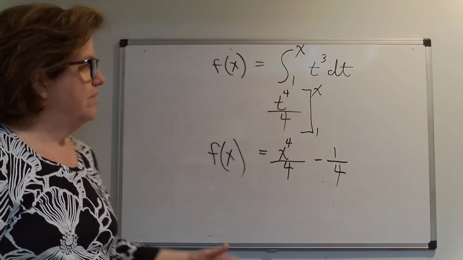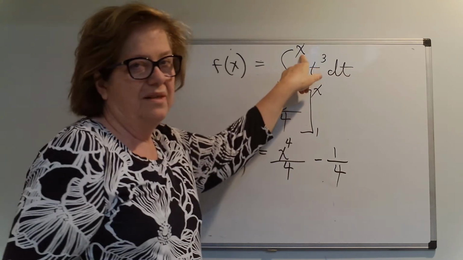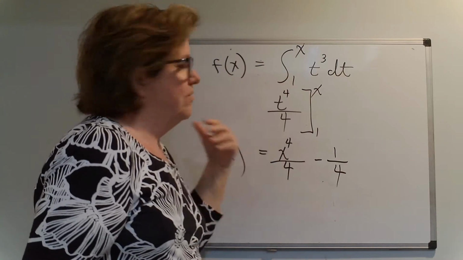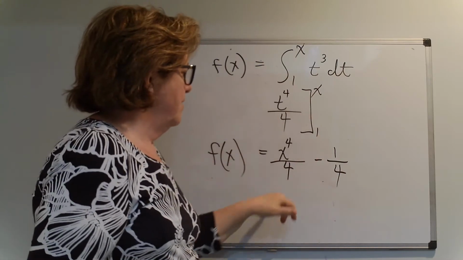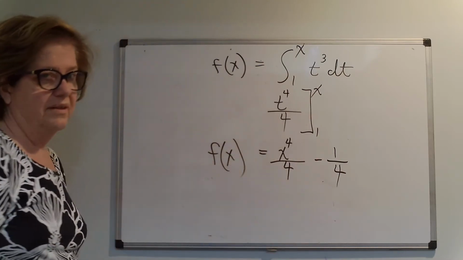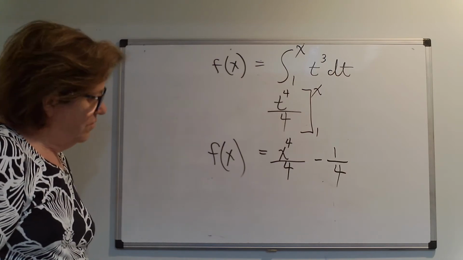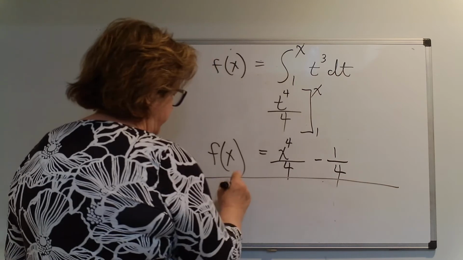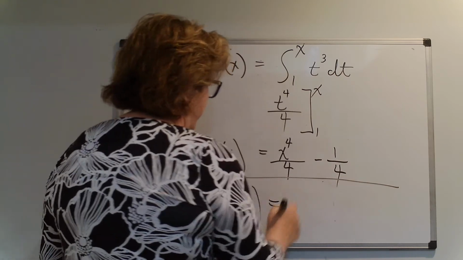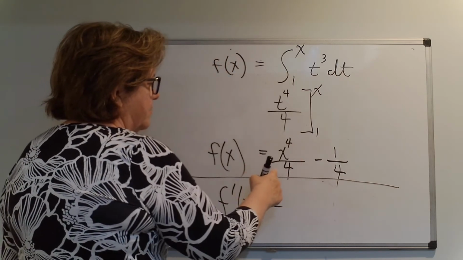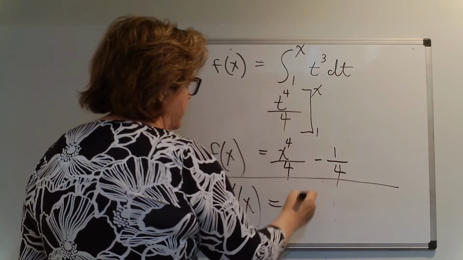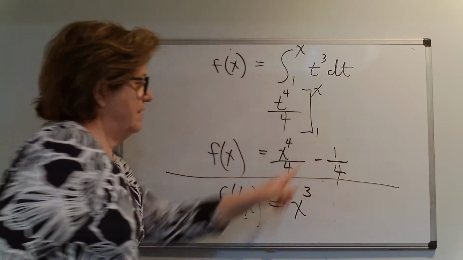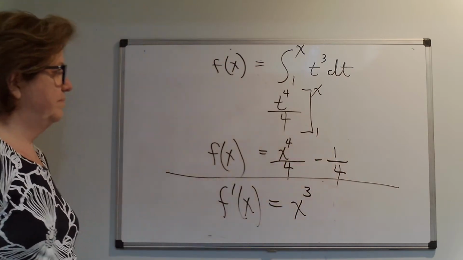I didn't get a regular number. Instead, the upper limit is just an x. It's not a 2 or an 8 or a 4. It's just an x. But that's okay, we can still handle it. Now notice, if I take the derivative of this, 4 times x to the 4th over 4, decrease the exponent by 1, I get x cubed. The derivative of this is 0.